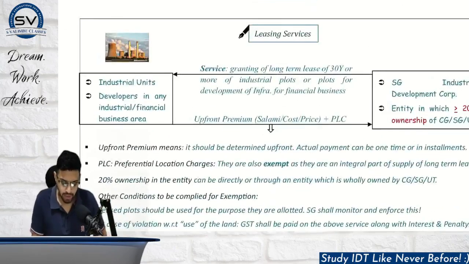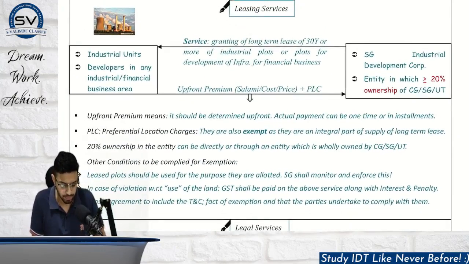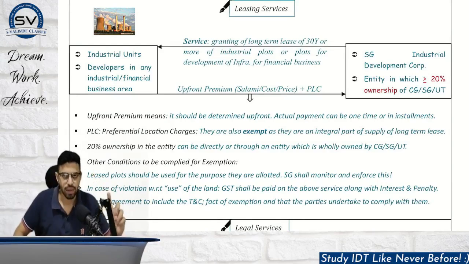Okay. Now next we talk about leasing services. Very, very simple. Now please understand what is happening. What is the service being taken place in this particular entry? Rights are being assigned. Okay. Long-term leases are being assigned. So the question is, who is assigning and to whom are these being assigned?